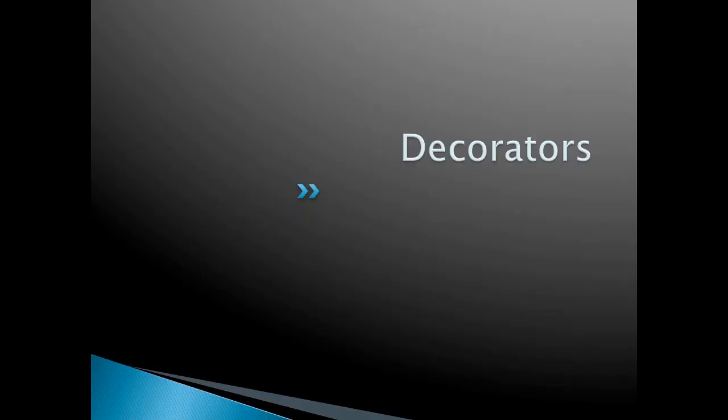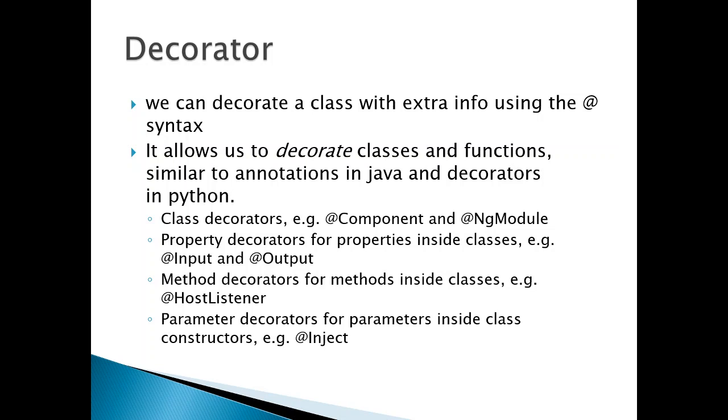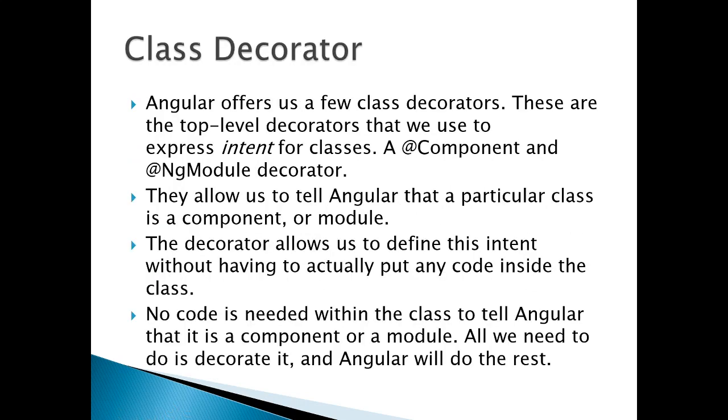Then the concept of decorators. We have seen a class level decorator. There are 4 levels of decorators: class level, property level, method level, and parameter level. I have explained that it is just like an annotation in Java. It provides extra functionality as metadata about the class. So we have seen this class level decorator at a very minute level. Basically there are two major class level decorators: @Component and @NgModule.